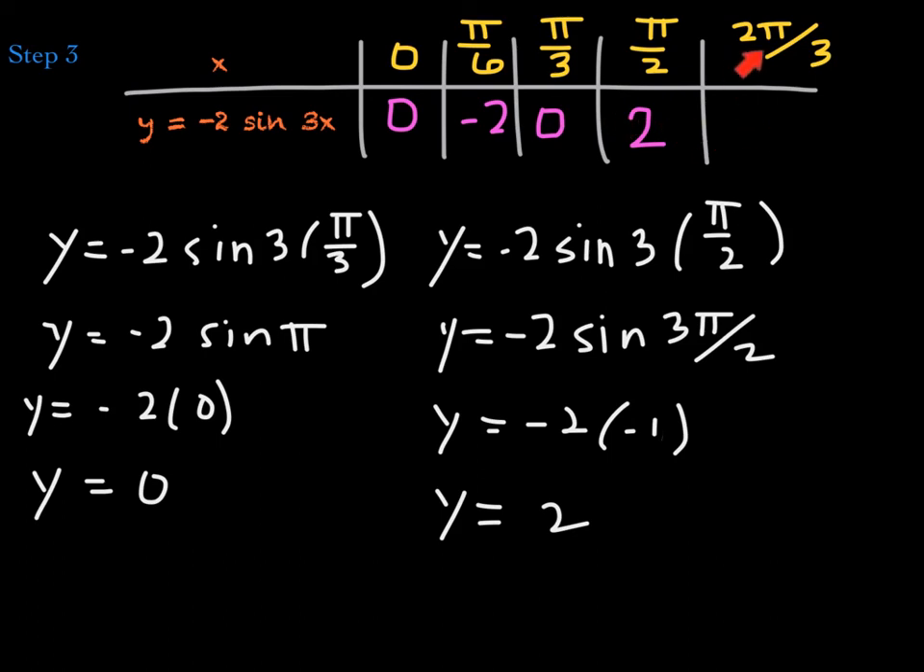2 pi over 3, when you plug it in, this 3 that's in the argument will cancel with this 3, leaving you with just 2 pi. And sine of 2 pi is 0, so negative 2 times 0 is just 0. All right, very good. Let's draw the curve.